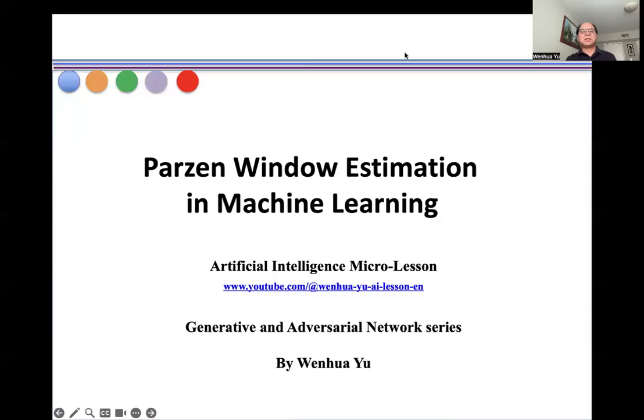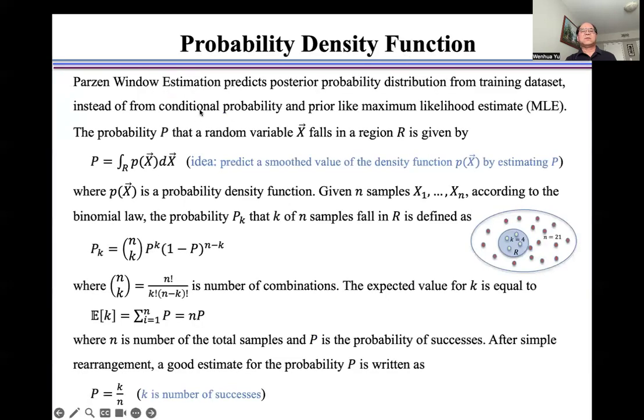In this video, I introduce Parzen window estimation in machine learning. Parzen window estimation predicts the posterior probability distribution from a training dataset instead of from a conditional probability and prior, like a maximum likelihood estimate.